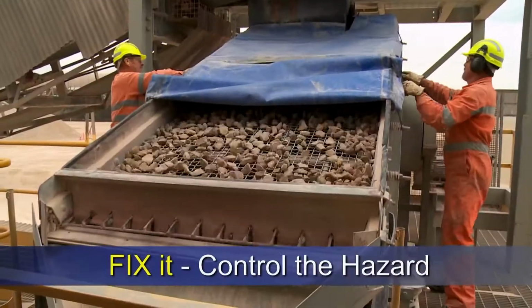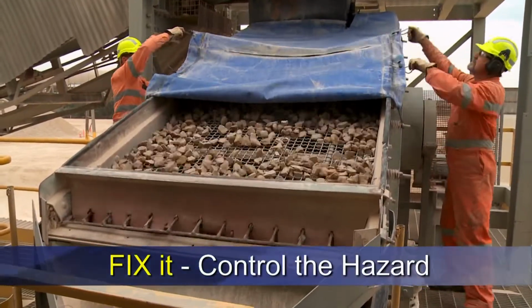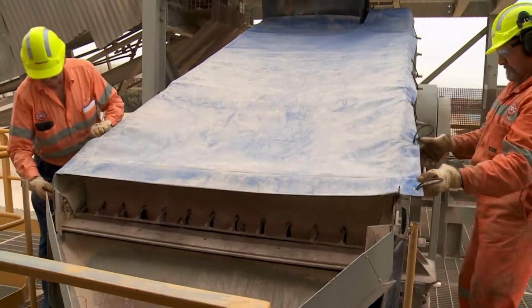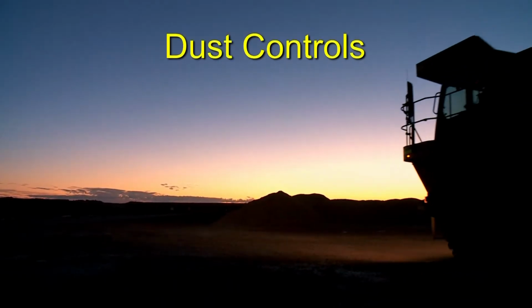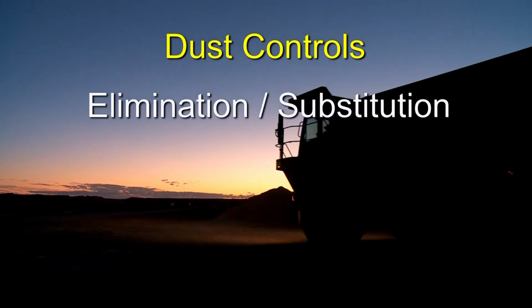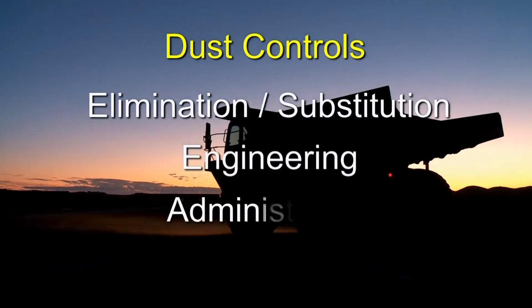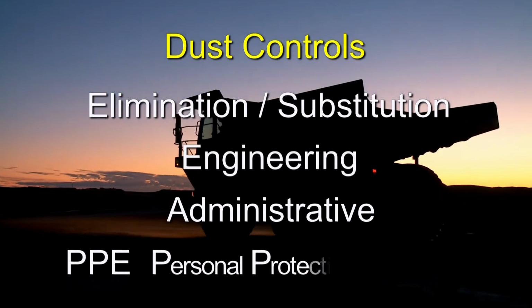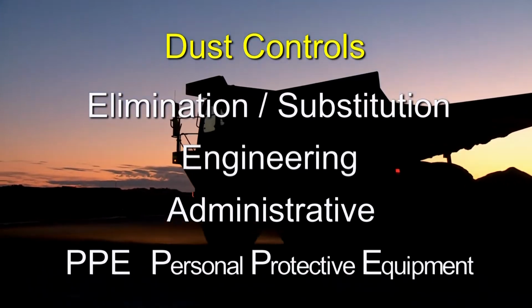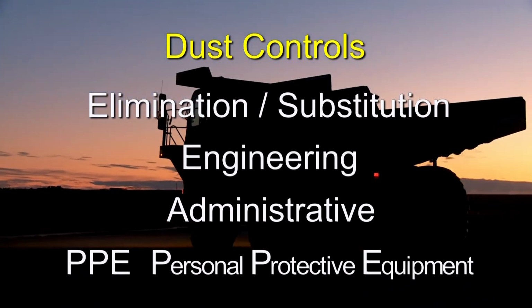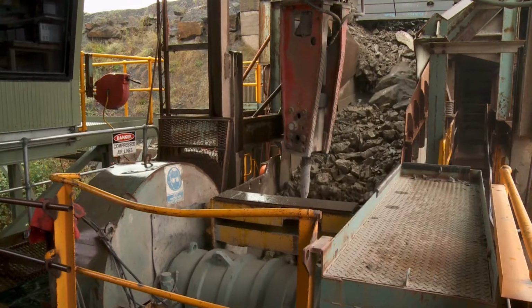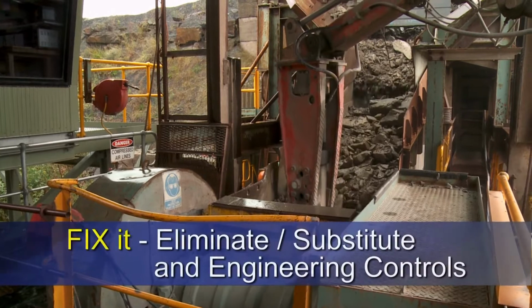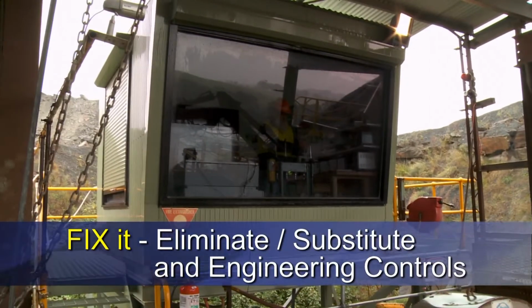Fix it, control the hazard. Controls can be put in place that will minimize the impact of dust. These include elimination, substitution, engineering, administrative, and wearing PPE, personal protective equipment. Often, a combination of controls is the most effective. Elimination, substitution, and engineering controls.